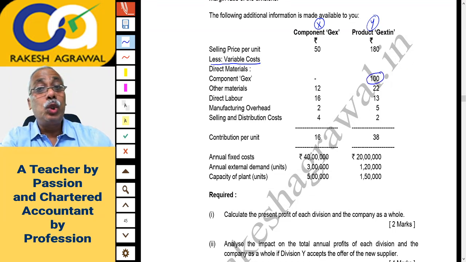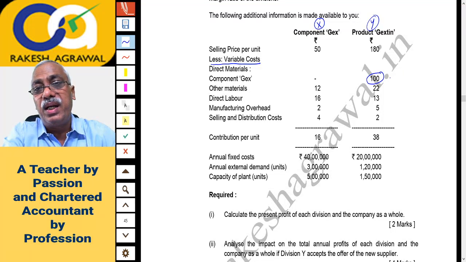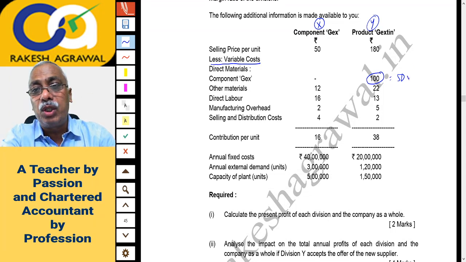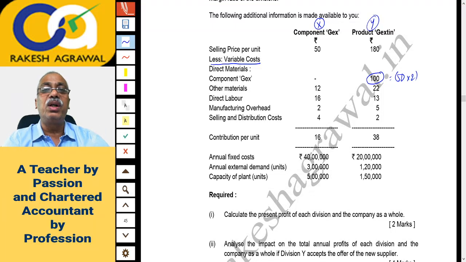If you remember, 2 units of JEX are required to produce each unit of Jextine. So this 100 is nothing but 50 rupees per unit, which is the selling price for division X, but purchase price for division Y. So Y is buying component JEX at rupees 50 per unit, but 2 units are required to produce each unit of Jextine. Therefore it is 100 rupees. Then other material is 12 and 22, direct labor is 16 and 13, manufacturing overheads are 2 and 5, and selling and distribution cost is 4 and 2.